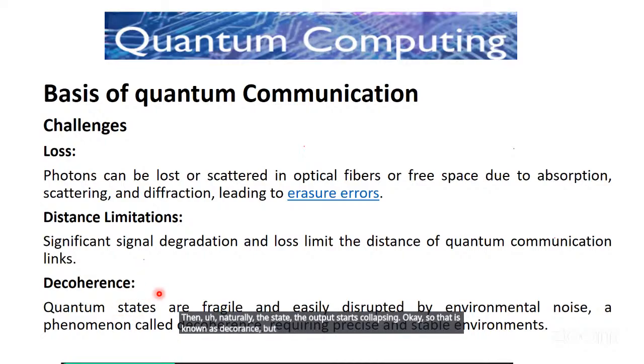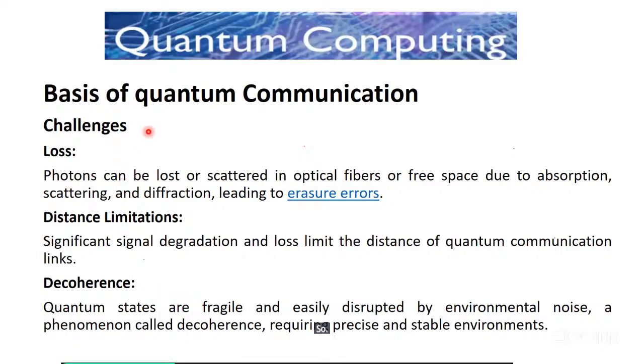Our goal is that we should have a long coherence. But the basic technology behind the quantum principle is that once your qubits start interacting with the environment, they go to decoherent states. So these are the challenges: photon loss, then long distance, then decoherence.